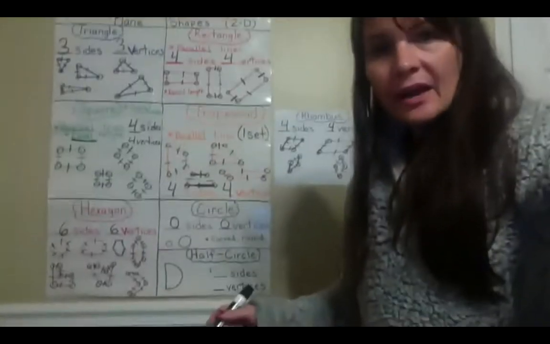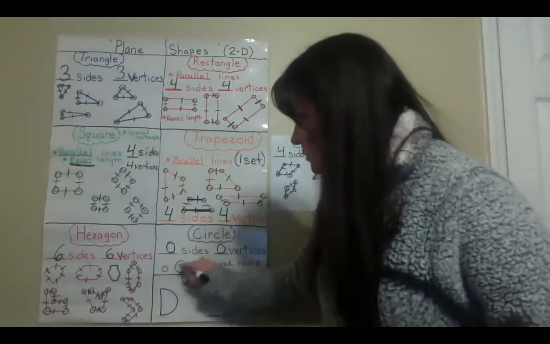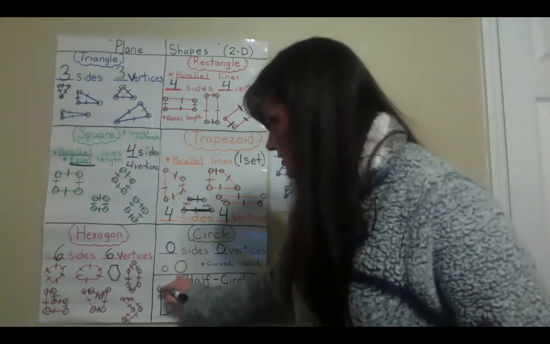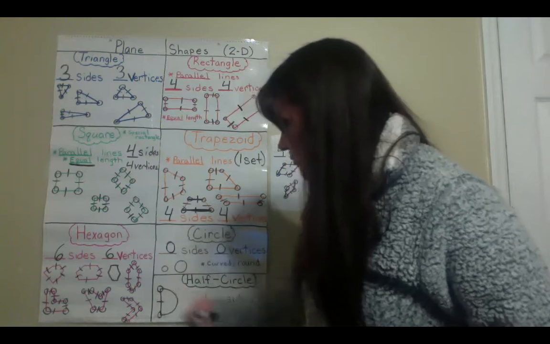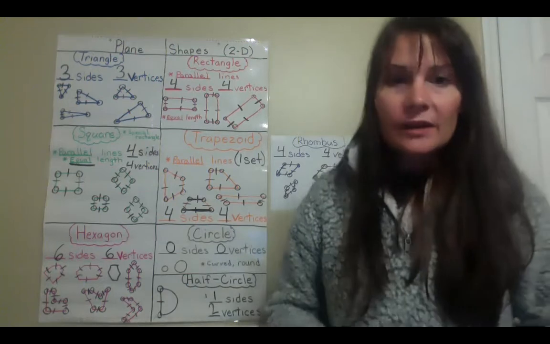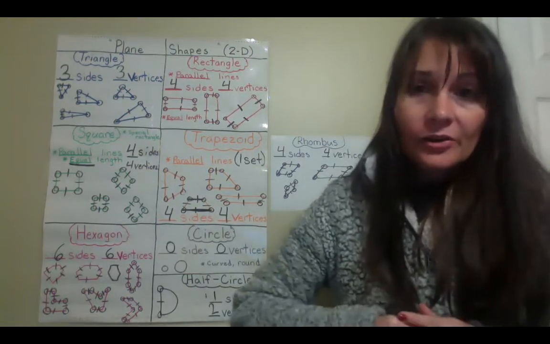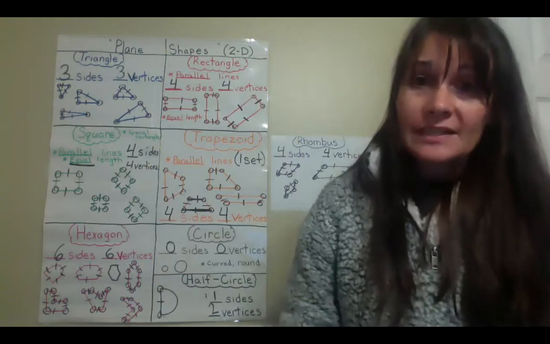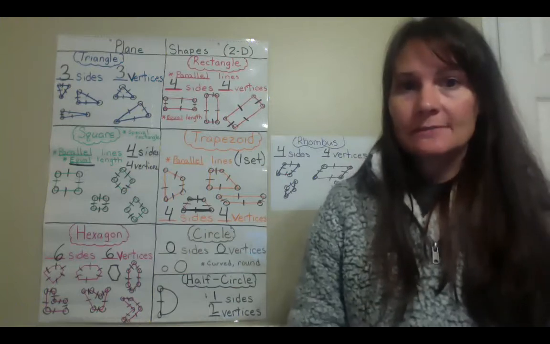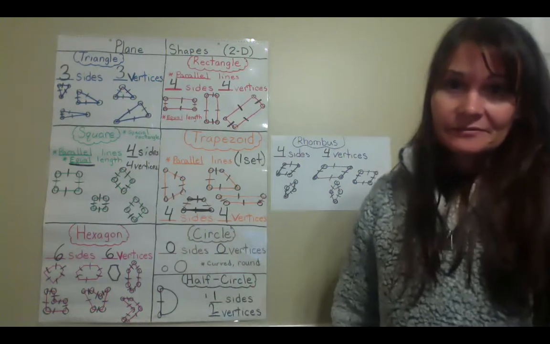So let's recap and see how we did. We know that a circle has no sides and no vertices, but a half circle has two vertices and one side. Wow, we've done a great job with our learning target today. Our learning target again was to identify 2D shapes and their special attributes. I think we've done a fabulous job of doing that today.